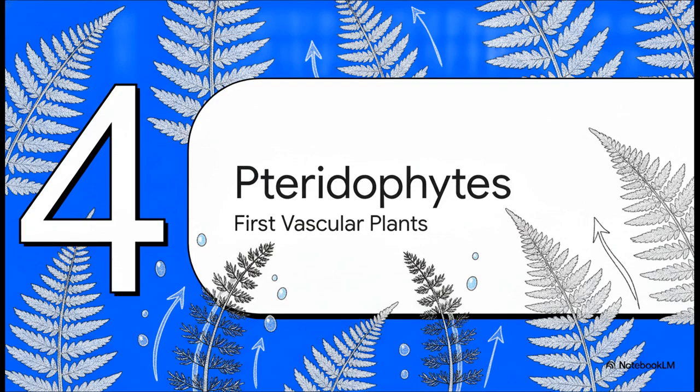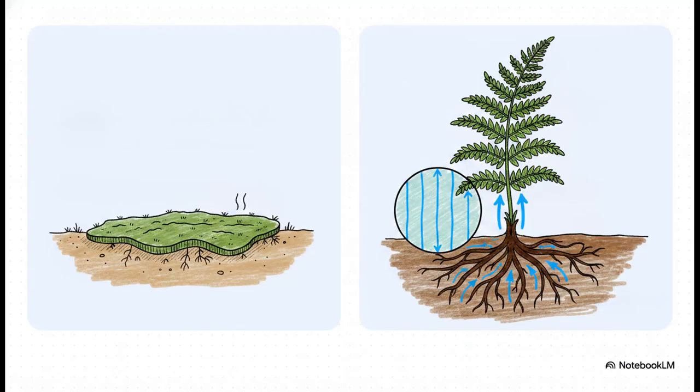So, let's look at part 4, Pteridophytes, the first vascular plants. This is where plants solve the gravity and water problem. To grow taller, to fight gravity, and to spread further away from the water's edge, plants needed a brand new kind of technology: internal biological plumbing.